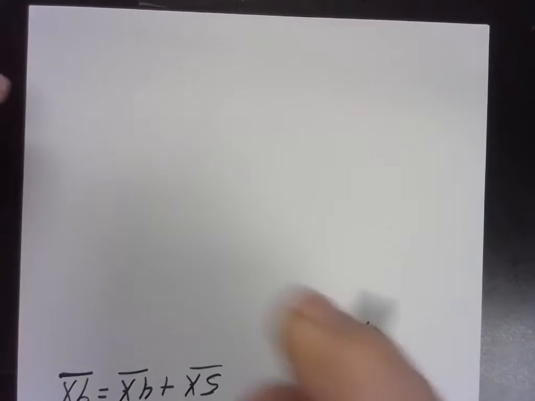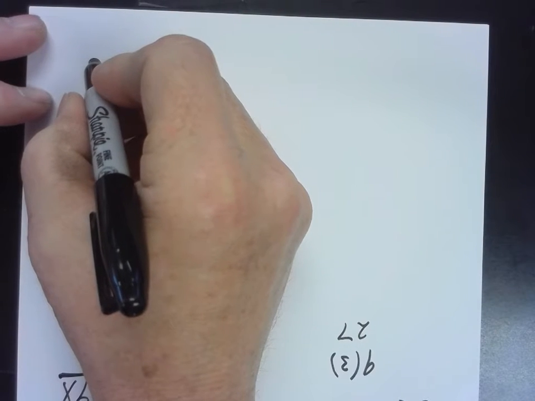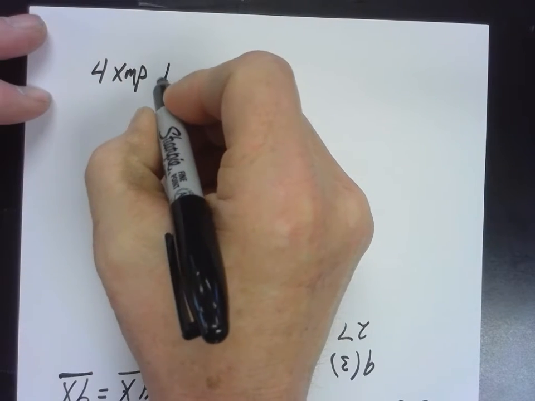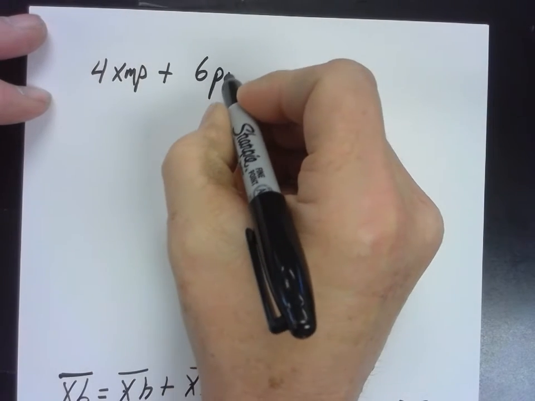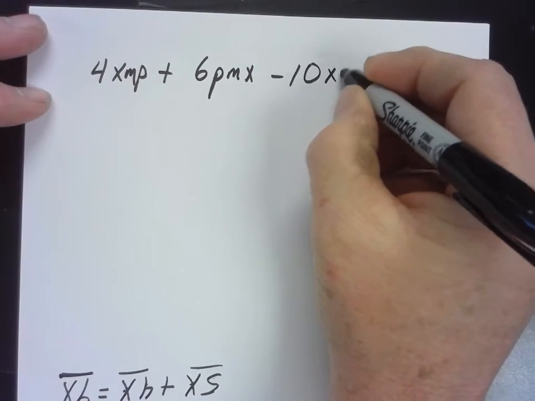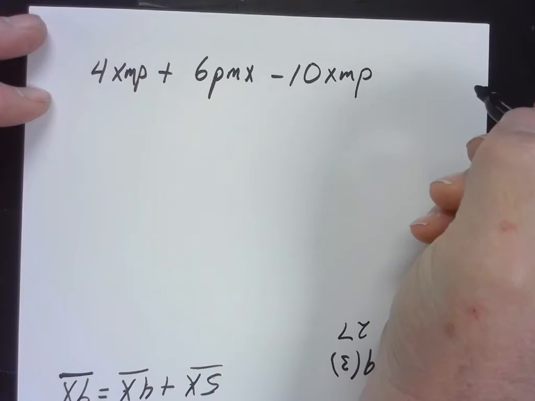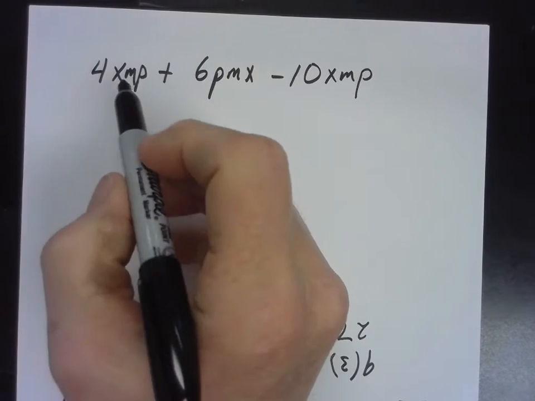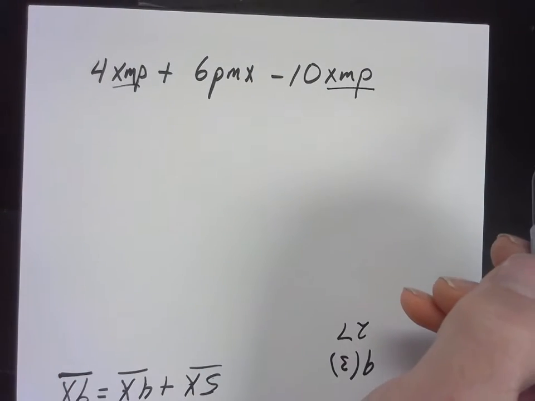So, let's see here. 4xmp plus 6pmx subtract 10xmp. Are these like terms or not? Or some of them and some of them not? What's the deal? They're all like terms, aren't they? Now it's hard to tell, isn't it? These two are a little easier. Why are they a little easier?